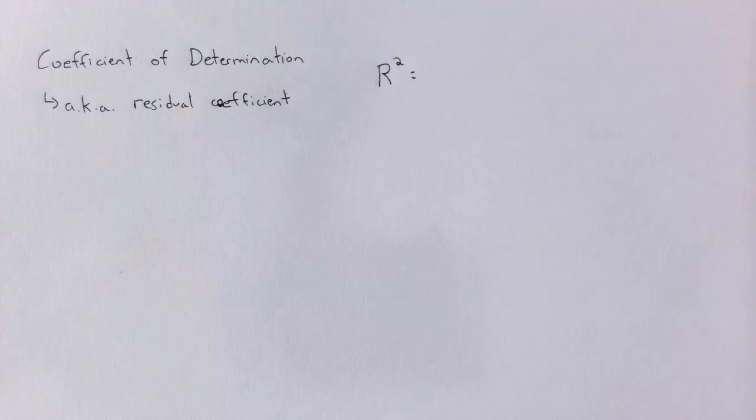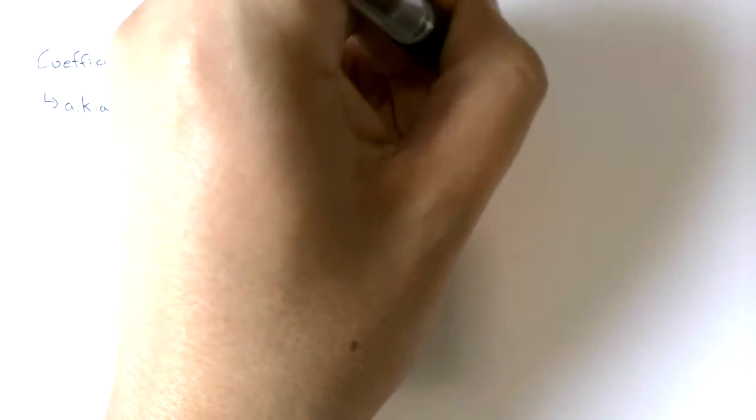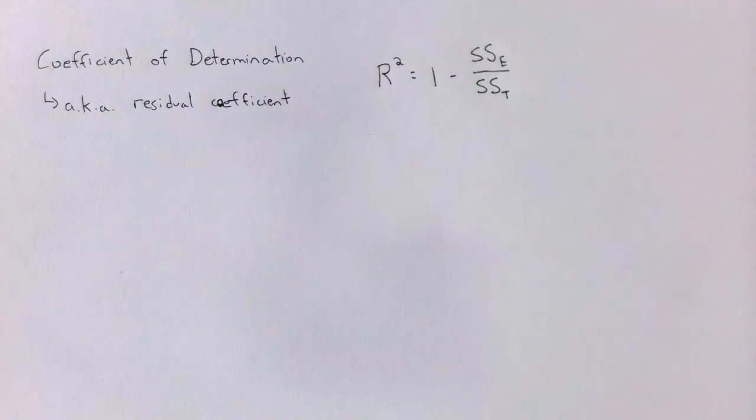We already said in the last class that R squared was determined by taking 1 minus the ratio of the error sum of squares to the total sum of squares.